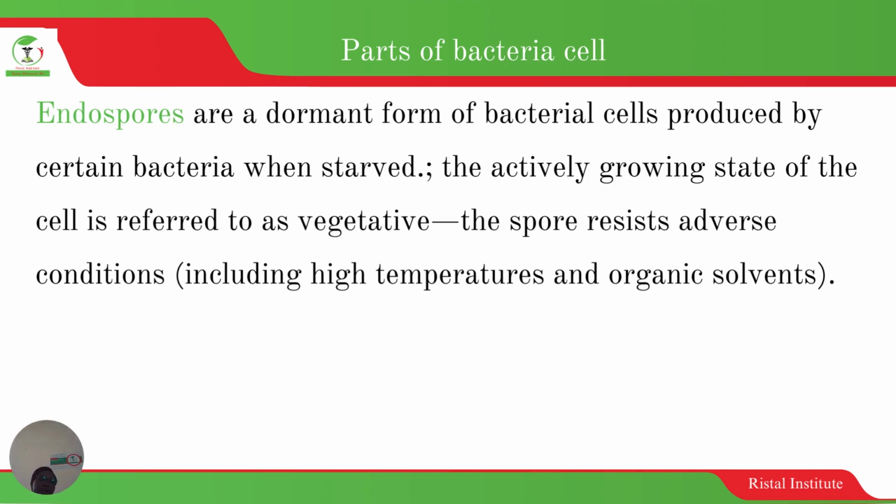Then we have the endospores. Endospores are a dormant form of bacterial cells. These dormant cells are produced by certain bacteria when starved. Okay? When starved, it means that the bacteria is lying dormant, okay? That's why we say that the bacterial cell has been starved. So the actively growing state of the cells is referred to as vegetative.